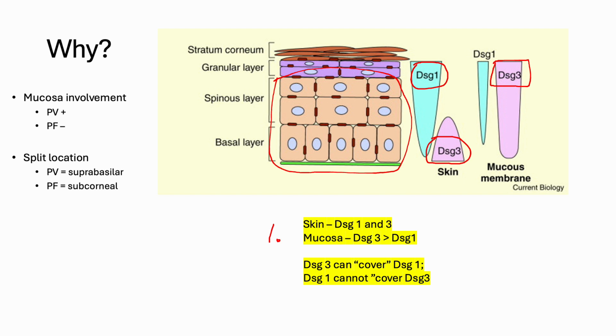And the researchers found fact number 2, which is if there is a loss of function of DSG1, the missing DSG1 can be covered or compensated by the intact DSG3. However, DSG1 cannot compensate for the missing DSG3. That is the fact people found as number 2. With that in mind, let's go to the next slide.